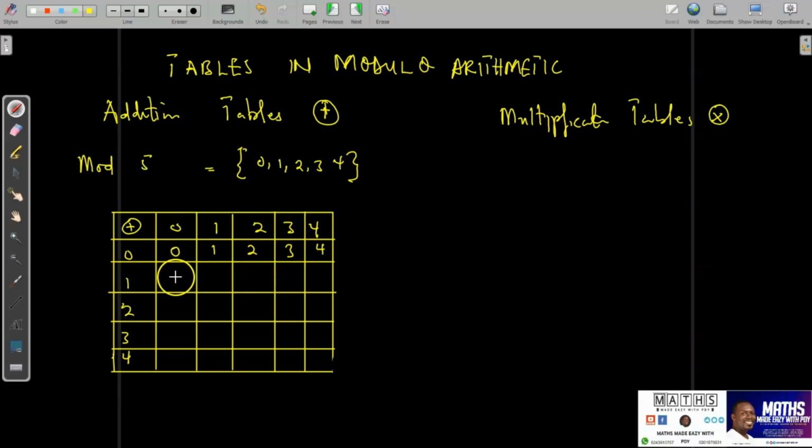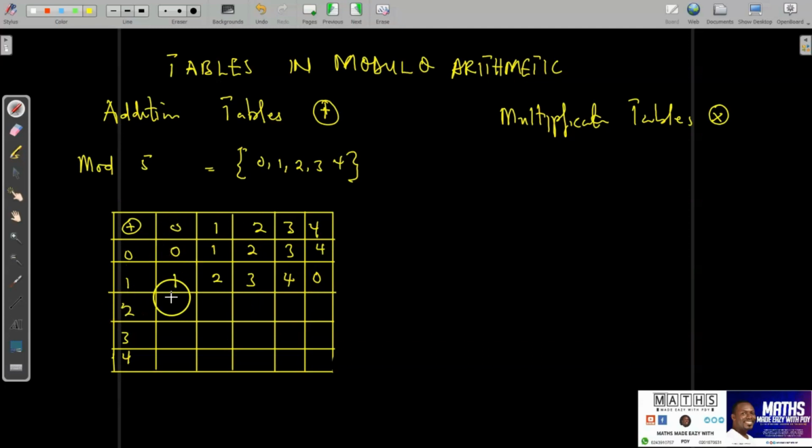Now 1 plus 0, we have 1. 1 plus 1, we have 2. 1 plus 2, we have 3. 1 plus 3, we have 4. But 1 plus 4, the answer is 5. So you ask yourself, 5 in mode 5, what's the answer? It's 0. So it means the cycle begins again.